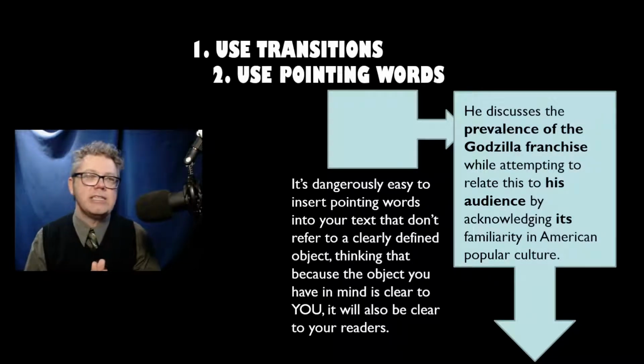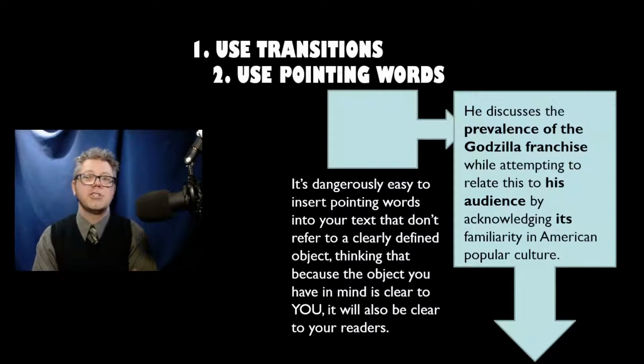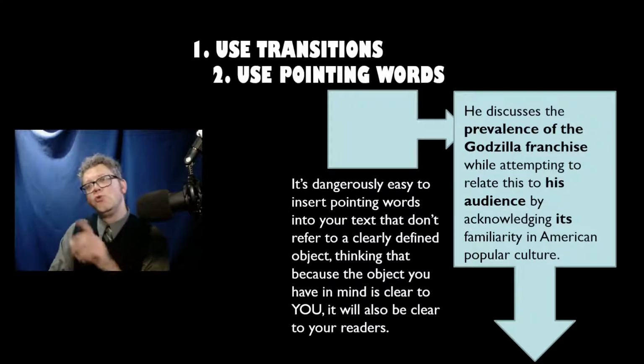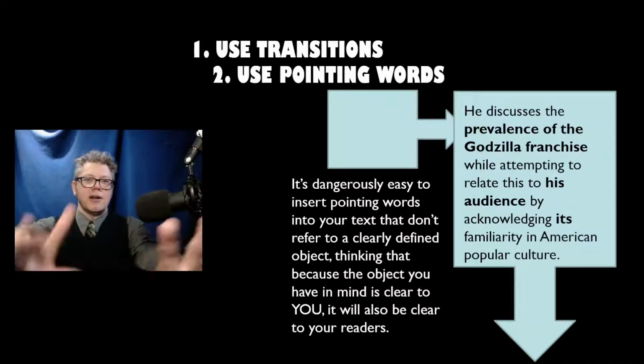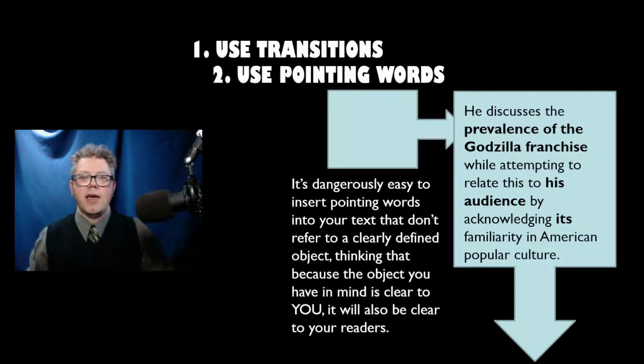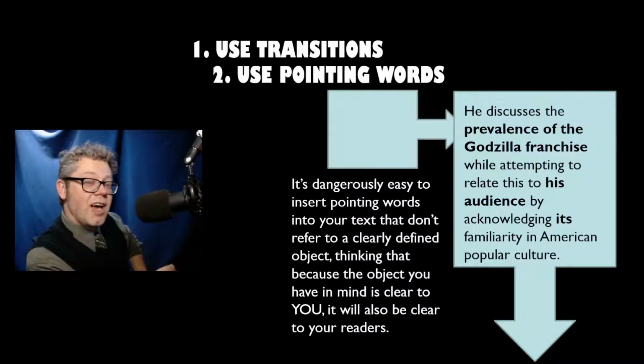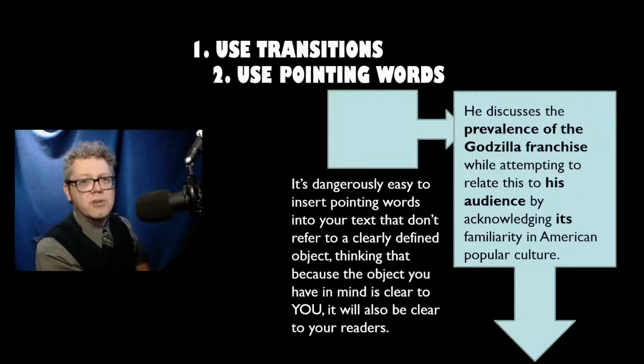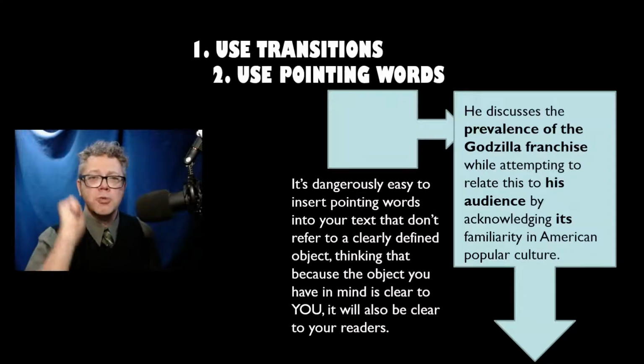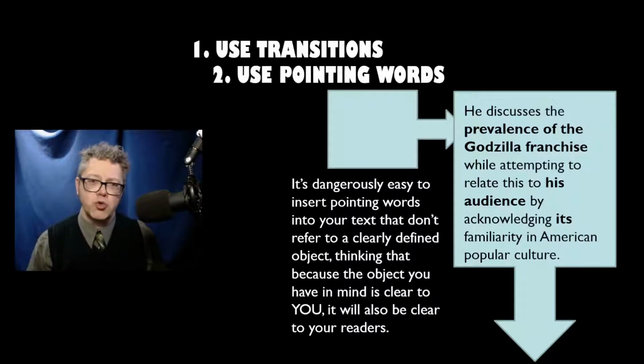But it's dangerously easy, Graff and Birkenstein say, to insert pointing words into your text that don't refer to a clearly defined object, thinking that because the object you have in mind is clear to you, it will also be clear to your readers. Let's just do a great big stop here. Because I don't think I've talked about this in any of the recorded lectures so far, though I probably talked about it in the classroom, there's a certain number of things that I ring the gong on all semester, and this is one of them. Never assume your reader knows what you know. Never, ever assume your reader knows what you know.